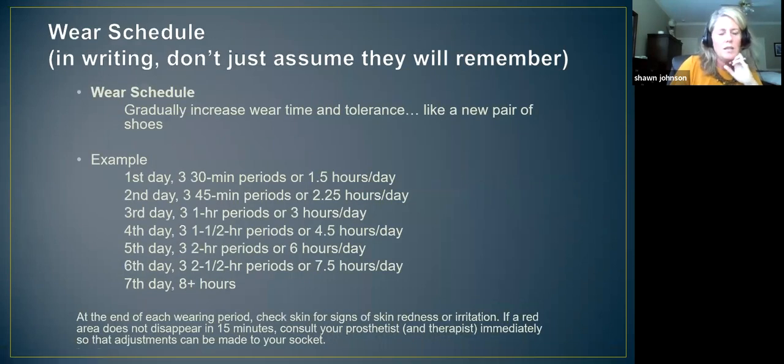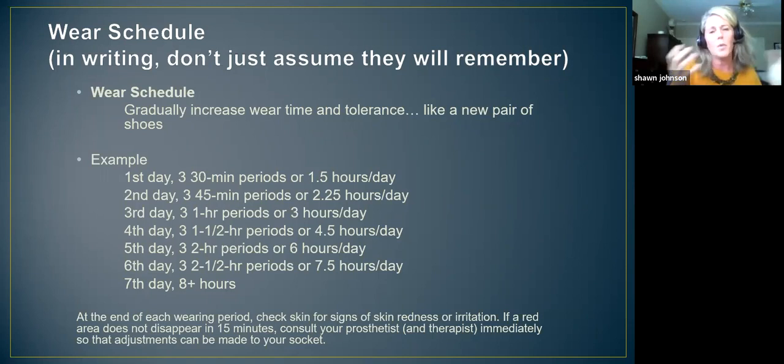We discussed a wearing schedule a few slides back. One thing I want to let you know from my vantage point is that many times a patient says, yeah, I heard about a wearing schedule, but I don't know exactly what I'm supposed to be doing. So if you have the ability to type something out and give it to everybody with something basic like this, please do it. Don't assume that they're going to remember what they need to do.